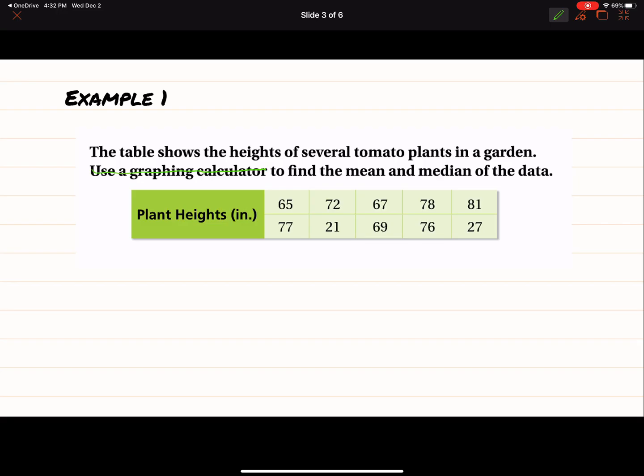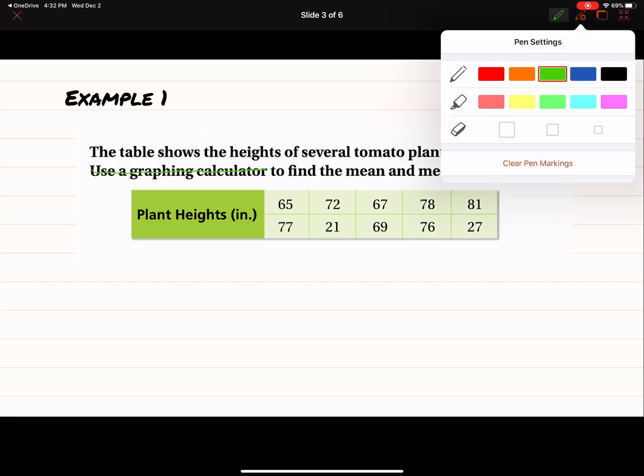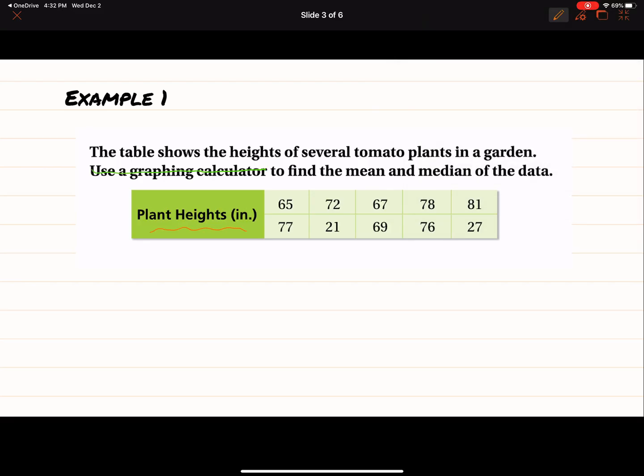So to find the mean of this data, this kind of looks like an XY table, but notice how it's labeled over here. It's not an XY table. Each one of these values is a height of the plant in inches. So that's my data. Each one of these 10 boxes is a part of my data set. So to find the mean, my job is to add all of these together.